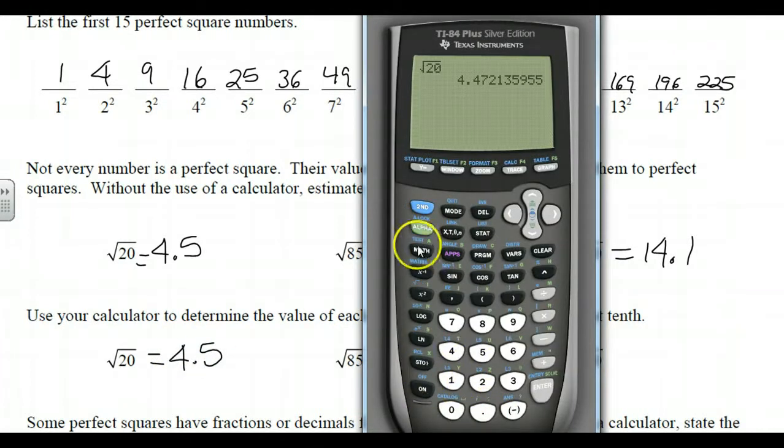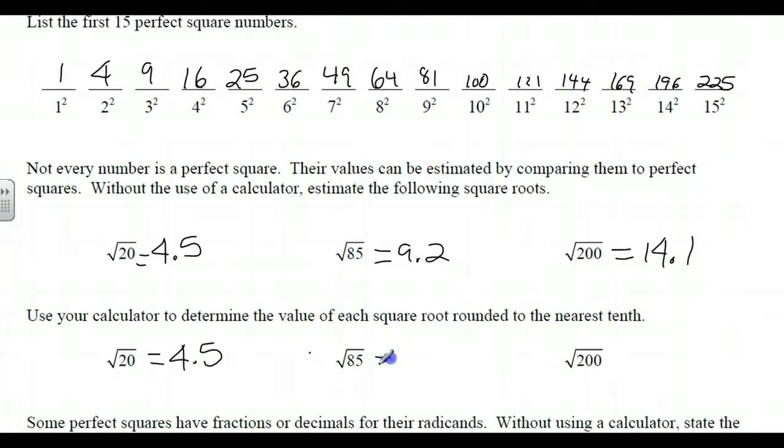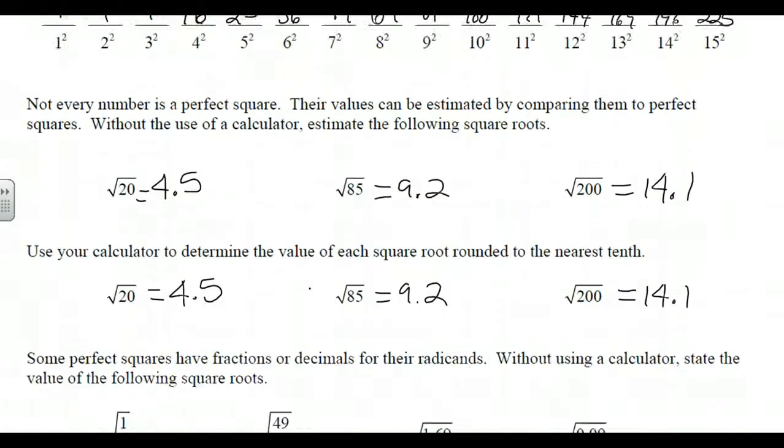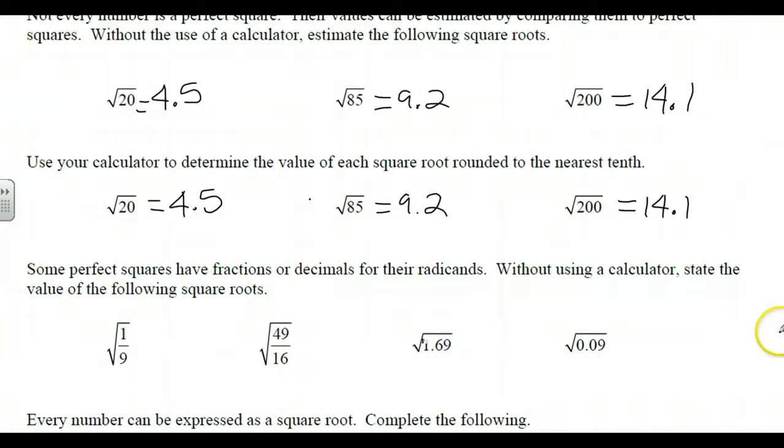Root 85. Now I can do this. I can go second function, enter, say bring back the last number. I'm just going to arrow back over and write in an 85, and we get 9.2. Okay, so far so good. Batting 1,000. And this is 14.1. So the estimates here were actually the values rounded to the nearest tenth.